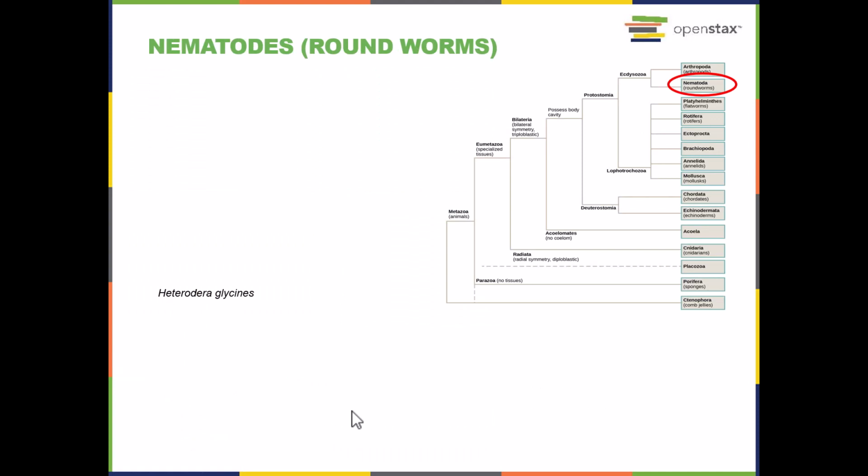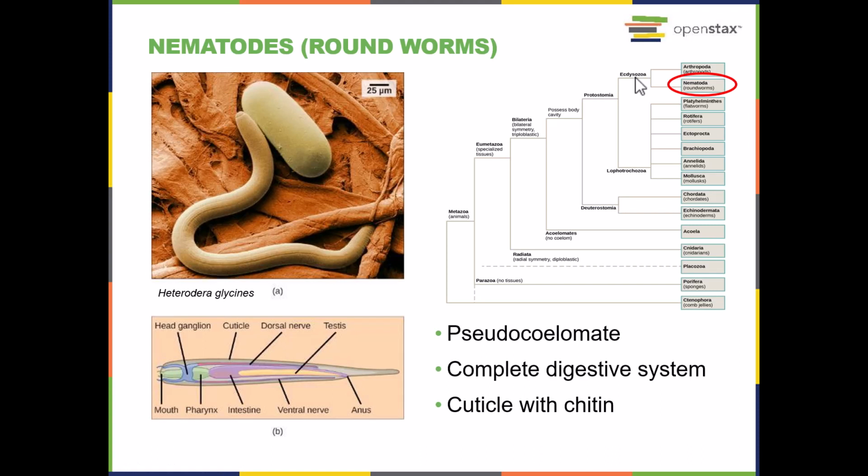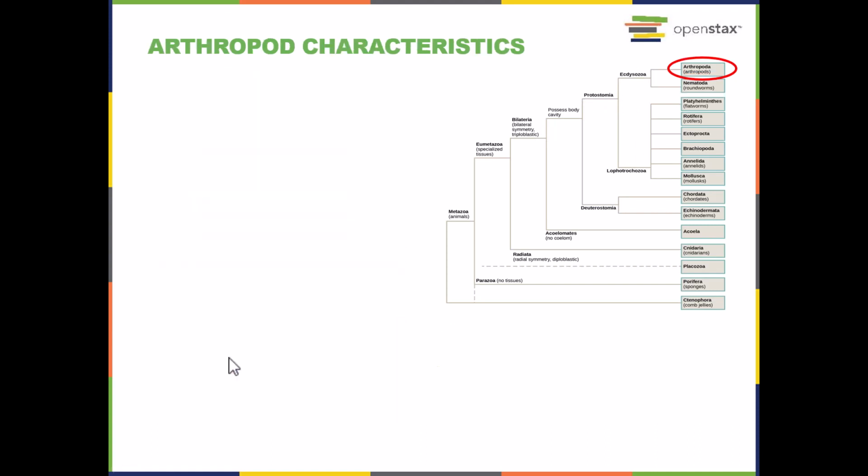These are nematodes. We see the nematodes up here in the protostome group and in the ecdysozoa. They are pseudocoelomates. We now have a complete digestive tract, so we have a separate mouth and an anus. So we have that one-way flow of food. One distinction is they have a hard cuticle made of chitin on the outside of the body. And that's what puts them in this ecdysozoa group, because in order for them to grow, they have to shed that cuticle. Next, we have the arthropods.